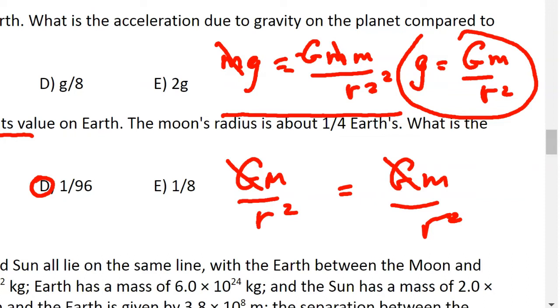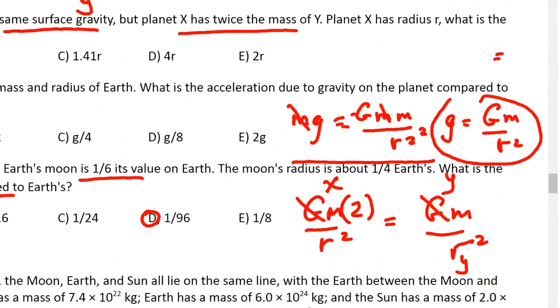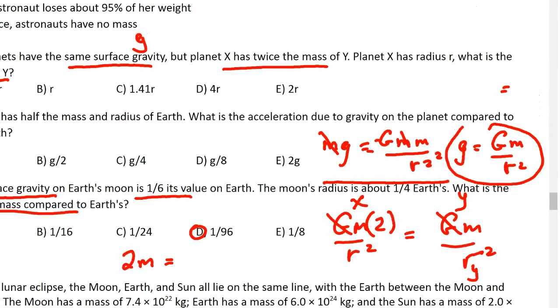Two planets have the same surface gravity, but X has twice the mass, so 2M. And planet X has a radius of r. What is the radius of Y? We'll call this Y, so this we'll call r_y. This is 2M, and it got a little sloppy. Cross multiply: 2M times r_y squared equals M r squared.